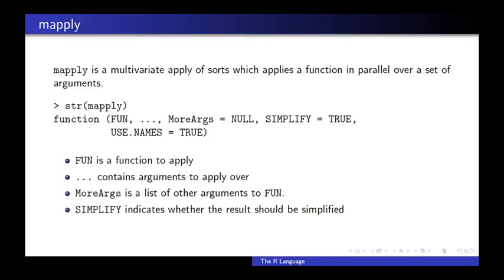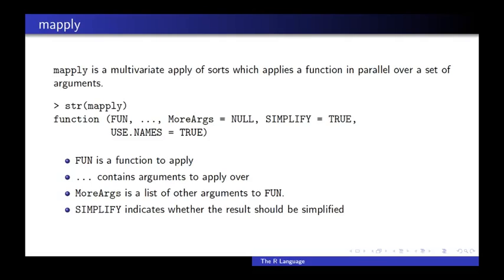mapply is a loop function that is a multivariate version of the lapply and sapply functions that you've seen previously. The idea is that it applies a function in parallel over a set of different arguments. One thing we've noticed about the previous functions, lapply, sapply, tapply, is that they only apply a function over the elements of a single object. So if you think about lapply, the input was a single list, and the function was applied over the elements of that list.